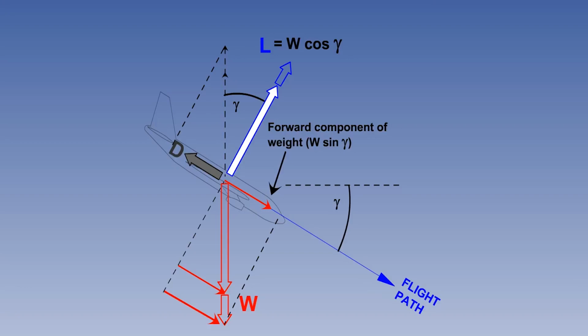At a higher weight, the aircraft will glide the same distance in still air, but at a higher speed, and consequently the rate of descent will be higher.